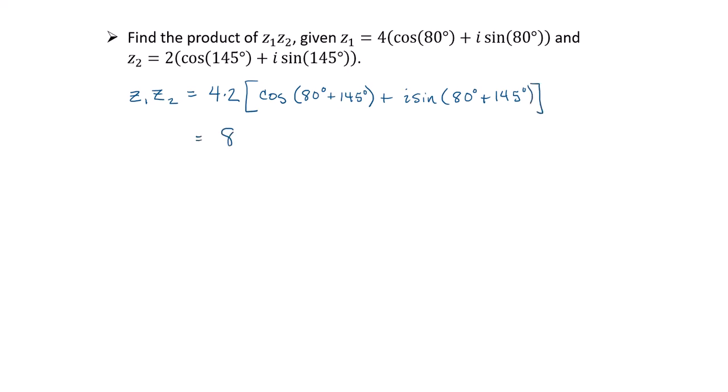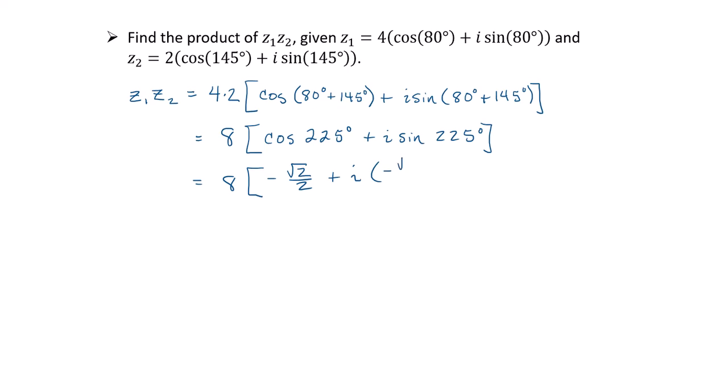So this is going to be equal to 8 times the cosine of 225 degrees plus i sine of 225 degrees. This is 8 times negative square root of 2 over 2 plus i times negative square root of 2 over 2, giving us negative 4 square root of 2 minus 4 square root of 2 i.